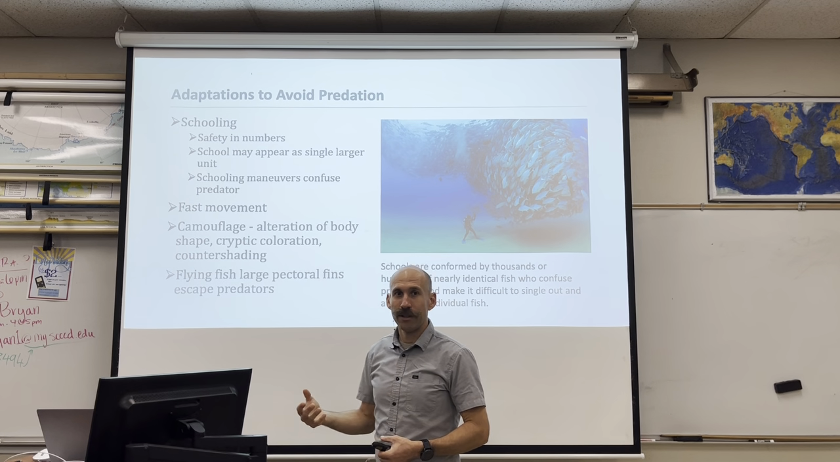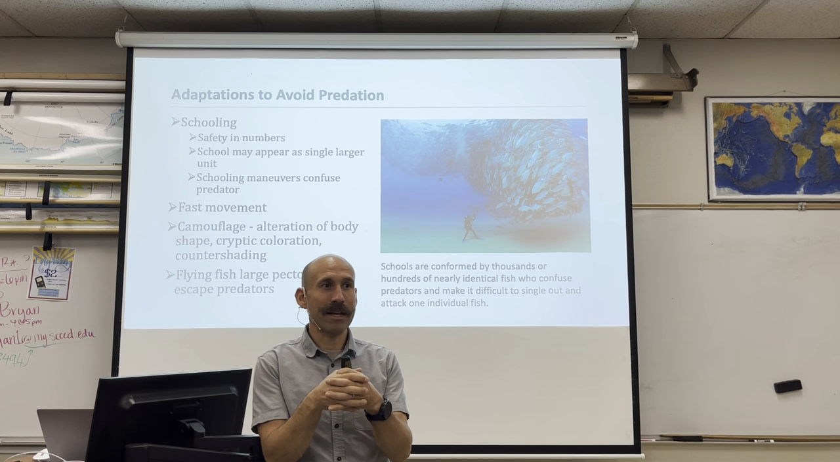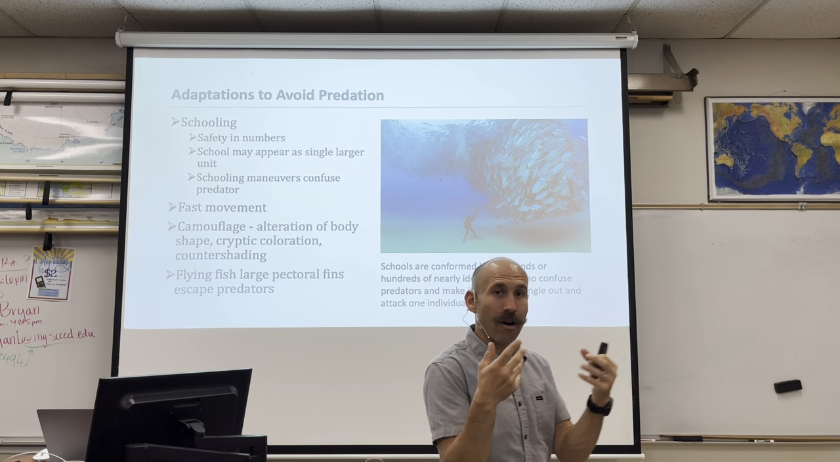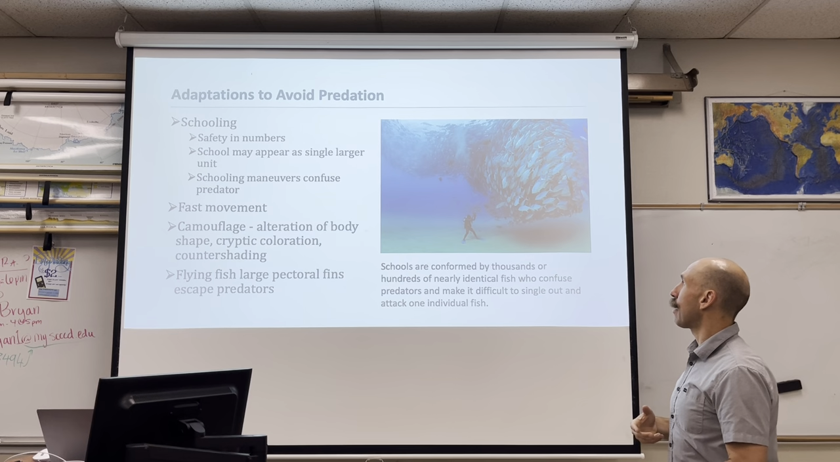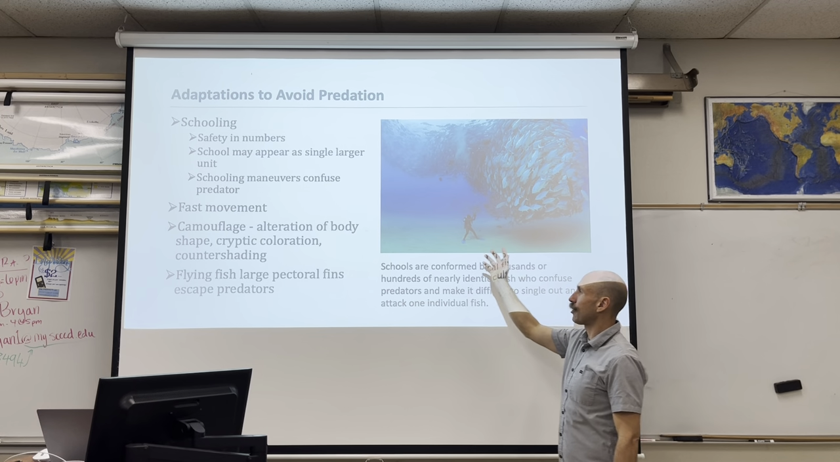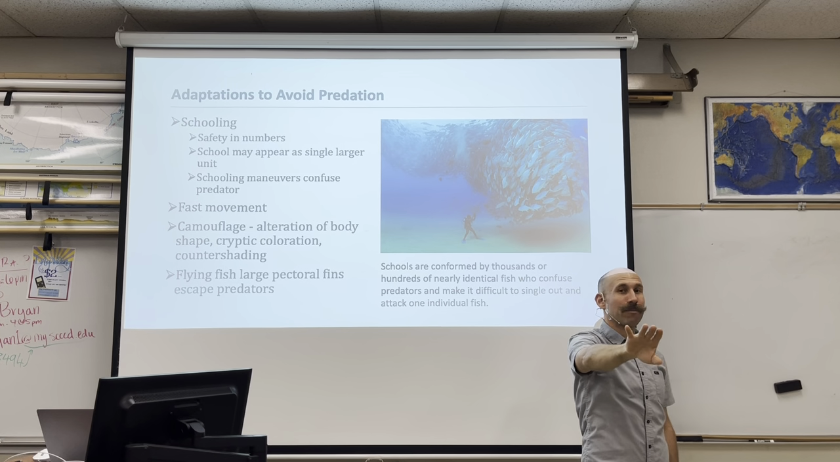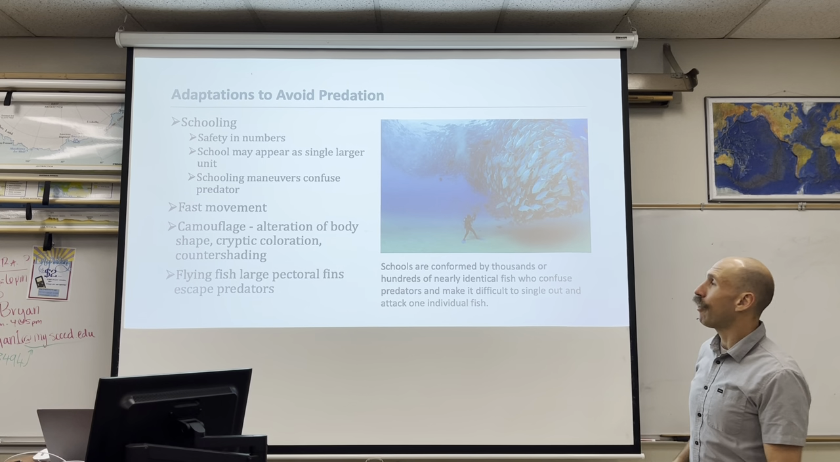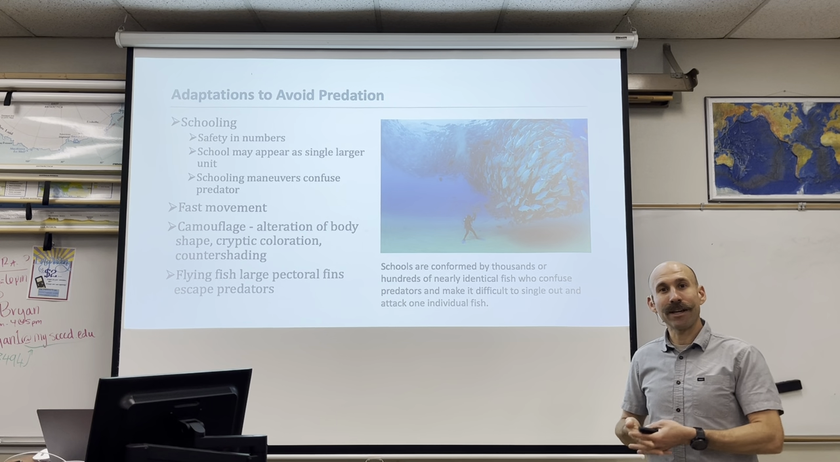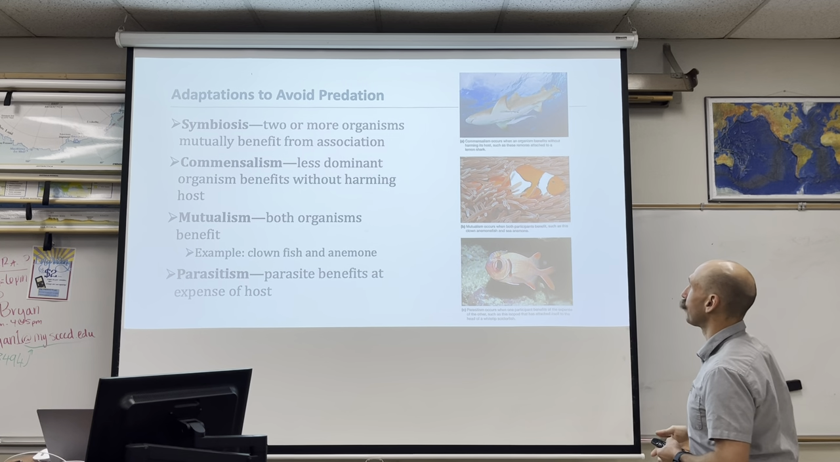Fish will school together to avoid predation. It makes it look like there's more of them than there are, and their strength in numbers. Fish can also camouflage. There's special adaptations all the way to flying fish to fly out of the water to avoid predation. So it's all about eating and not being eaten down here in this environment. So there's lots of adaptations for that.